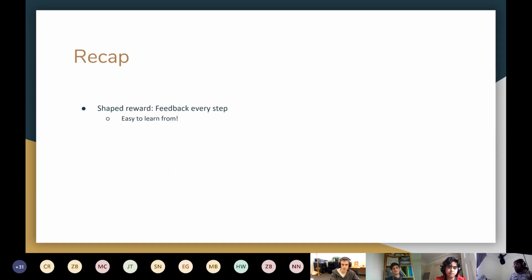So to recap the important ideas in that chapter, there are two types of reward: shaped, where you get useful feedback at every step, and sparse, where you only get feedback at the end. It's generally easier to learn from shaped reward and harder to get stuck in local optima.